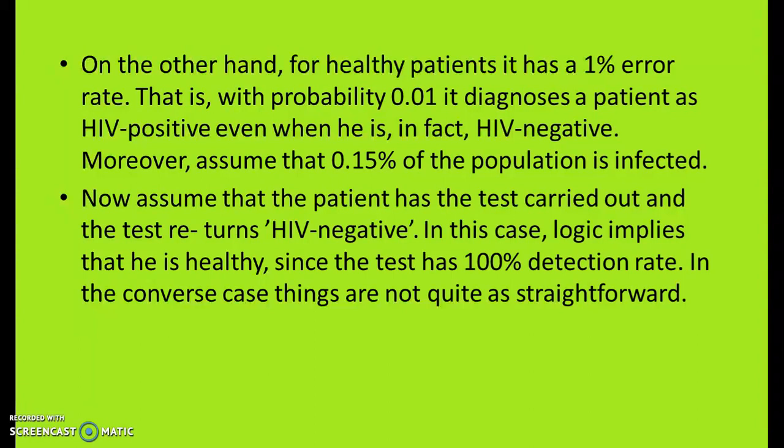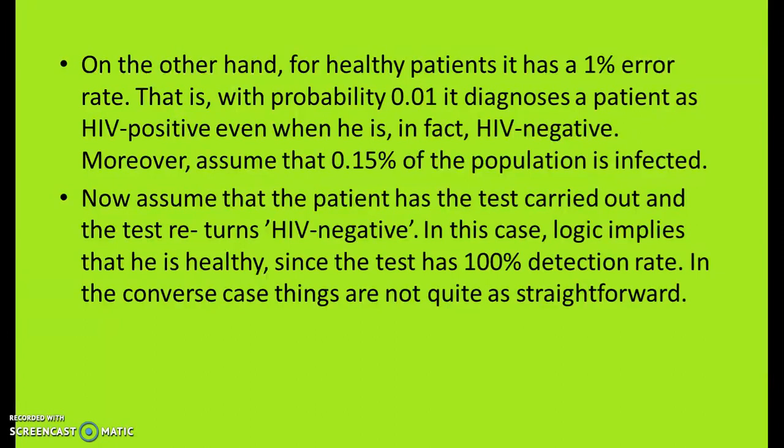So if you check 100 people for the HIV test, there might be one person who is actually HIV negative, but is shown as HIV positive. That's the probability we're taking here, and that probability is 0.01. It diagnoses a patient as HIV positive, even when the patient is in fact HIV negative. Moreover, assume that 0.15 of the population is infected. That means if we take 1,000 people, 15 of them are infected with HIV.